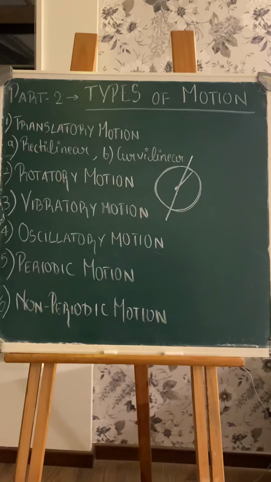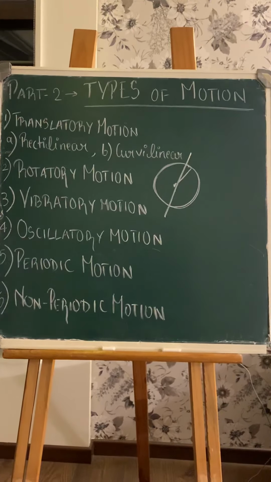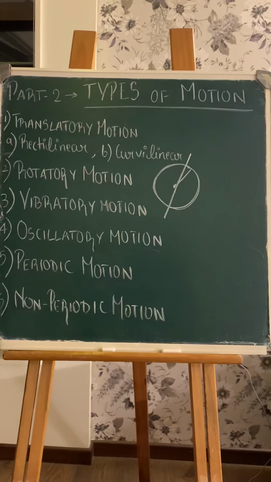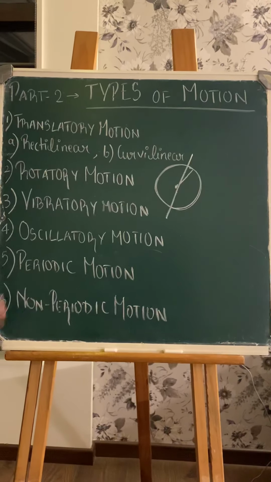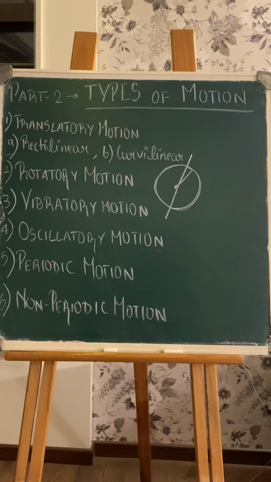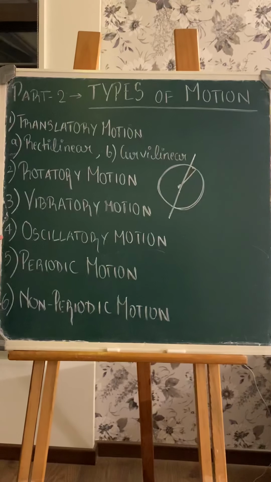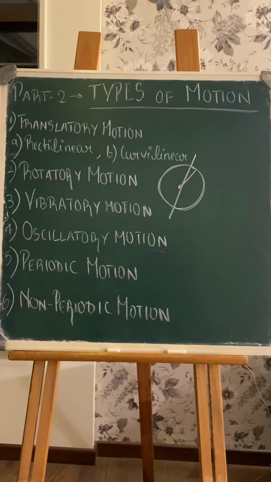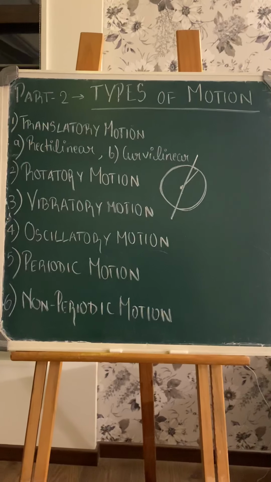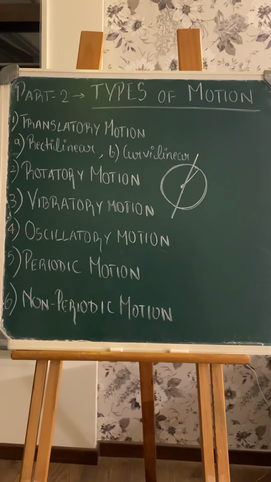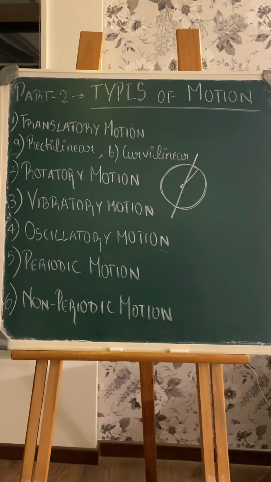The next type of motion is periodic motion. When a motion repeats itself in regular intervals of time, it is called periodic motion. Some examples are rotation of the earth, revolution of the earth, and blinking of the eye, which is a non-periodic motion. I'll come to that later.